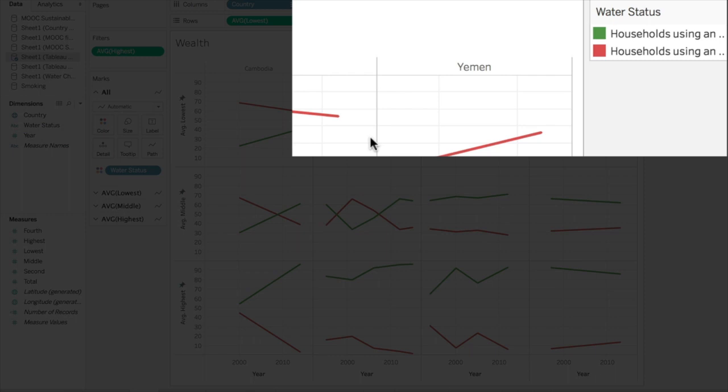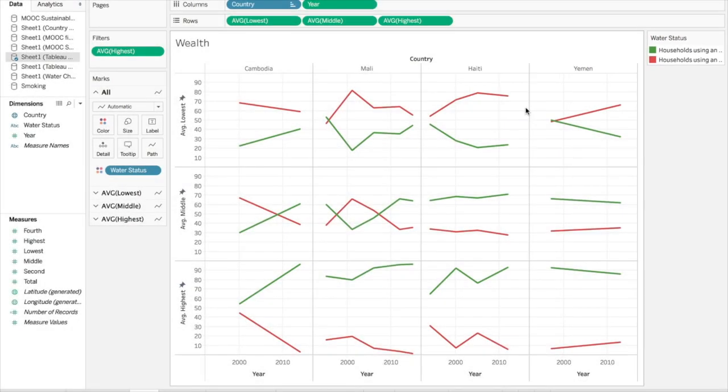Again, you wouldn't use these colors in your final product. We're simply using them for our own internal exploratory purposes. You can use any colors you want. Tableau has many colors available. Now that we've set this up, we can see that how individuals have access to water varies greatly within countries over time by wealth. So this is very helpful data for our story on inequality and water.